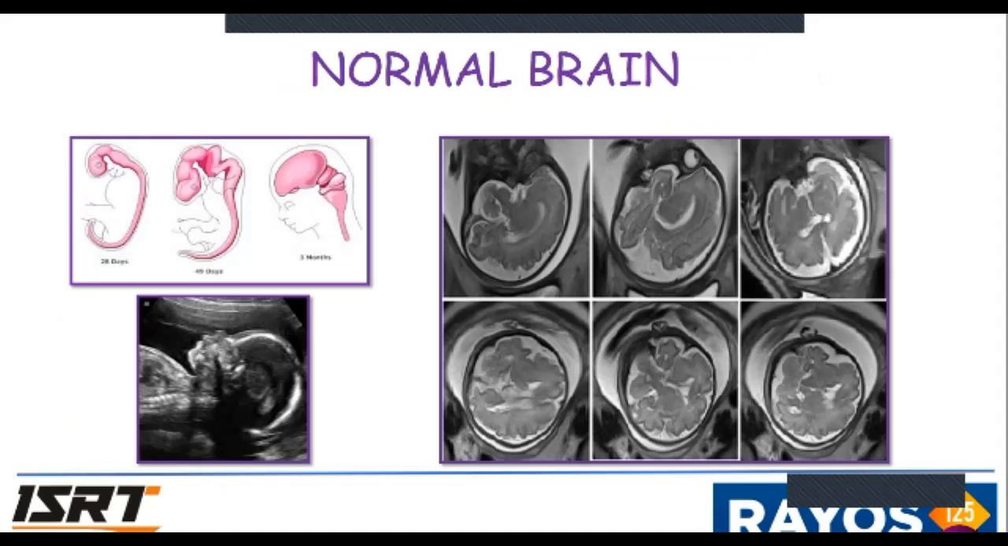The normal brain. In contrast to ultrasound, MRI facilitates cerebral biometry irrespective of the position of the fetal head. It is used as a biomarker of fetal brain maturation, for example normal sulcation and myelination. Here in this normal brain image, you can see there is normal sulcation and normal myelination for the current age.